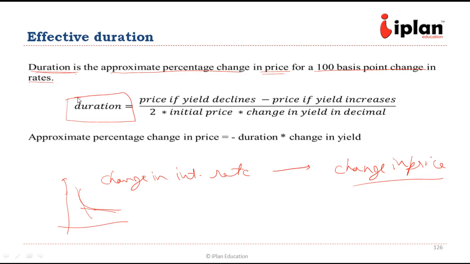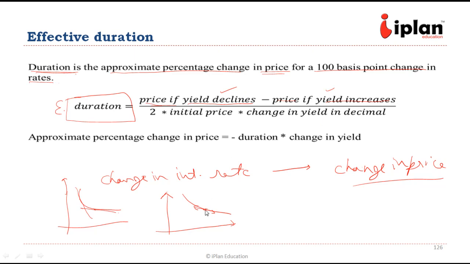So how do we measure the duration? To address this issue, we have the concept of effective duration, in which instead of looking at change on one side, we look at the change on the positive side as well as the negative side. So we see the price if yield declines by some percentage point, then the price change if yield increases by certain points.